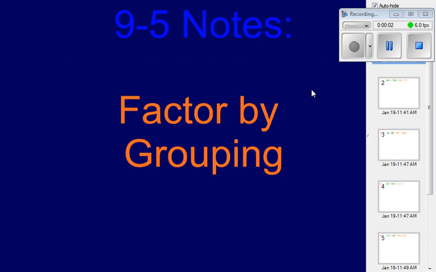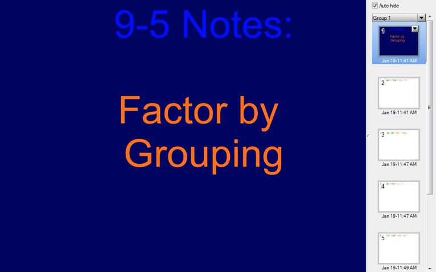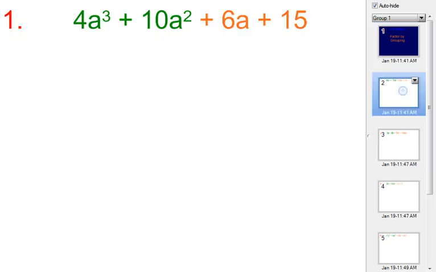In this lesson we're going to learn another method of factoring, and that is to factor by grouping. When you factor by grouping, you will notice that there are four terms. So in this case there are four terms. 4a cubed is one term, 10a squared is one term, 6a is one term, and 15 is one term. So there are four terms.